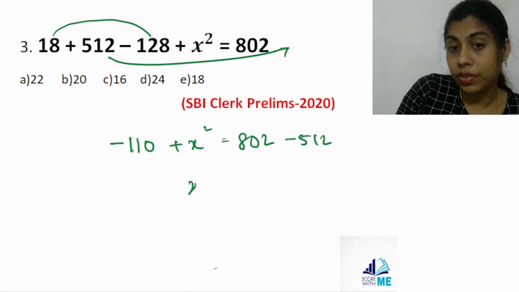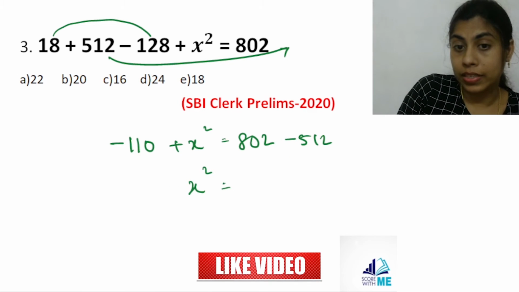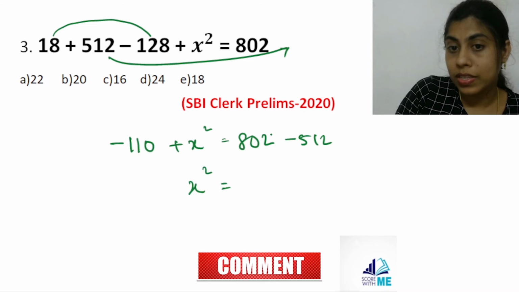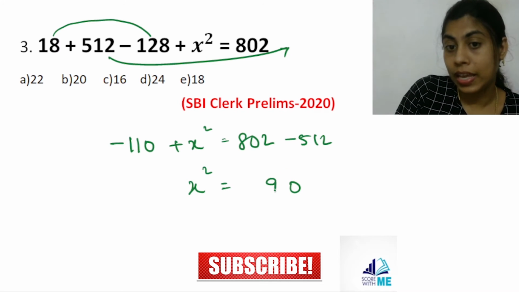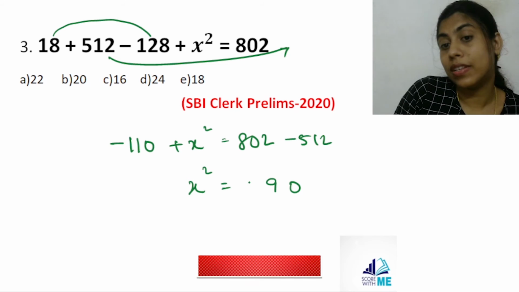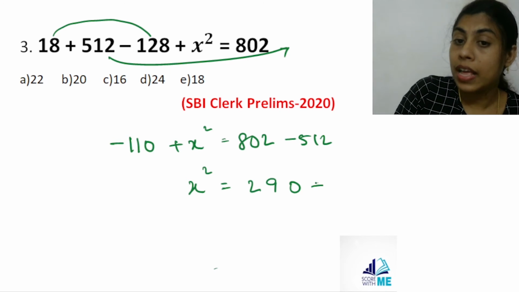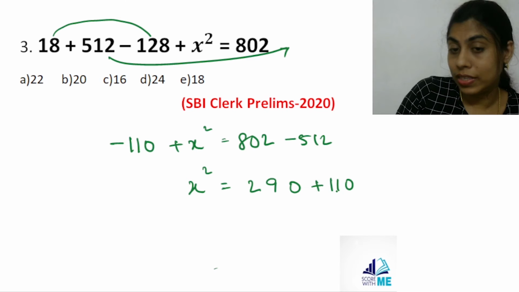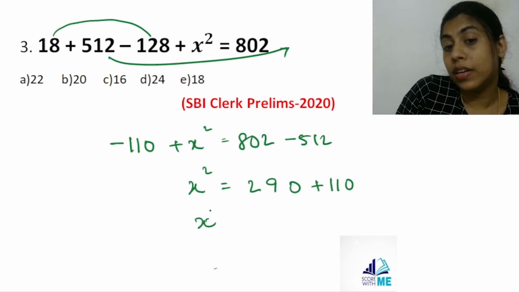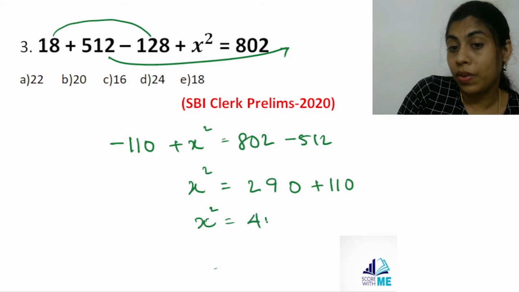So this gives you x square is equal to, the resultant of this is 2 minus 2 is 0. 0 minus 1 is 10 minus 1, that is 9. So you have 7 minus 5, that is 2. And this minus 110, when it comes to right hand side, becomes plus 110. This gives you the value of x square to be 400.